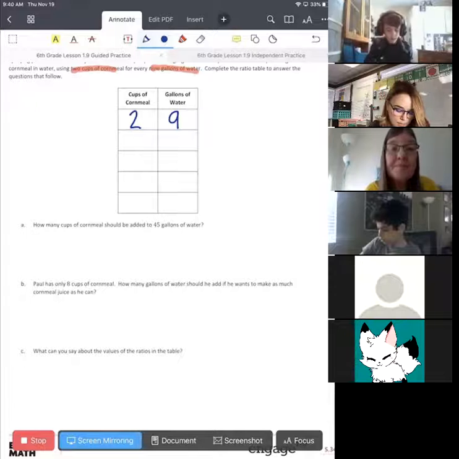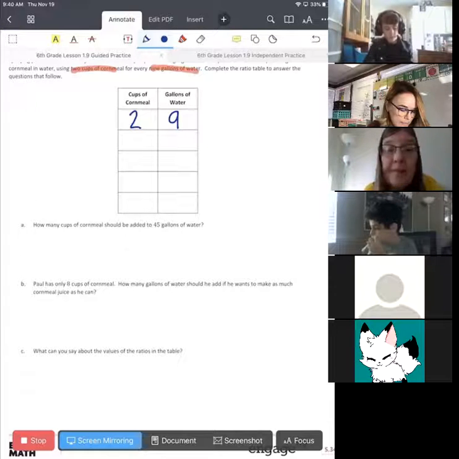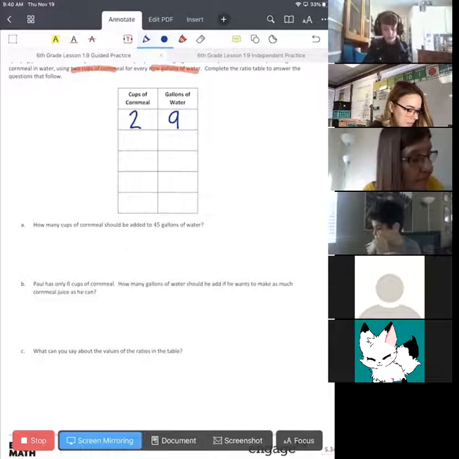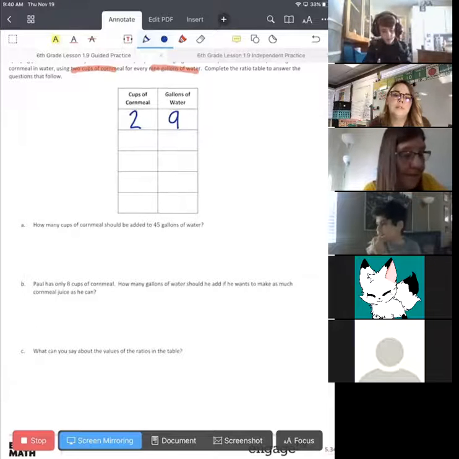So A is asking how many cups should be added to 45 gallons. B says Paul only has 8 cups of cornmeal. How many gallons of water should he add? And C is asking, what can you say about the values in the ratio table?